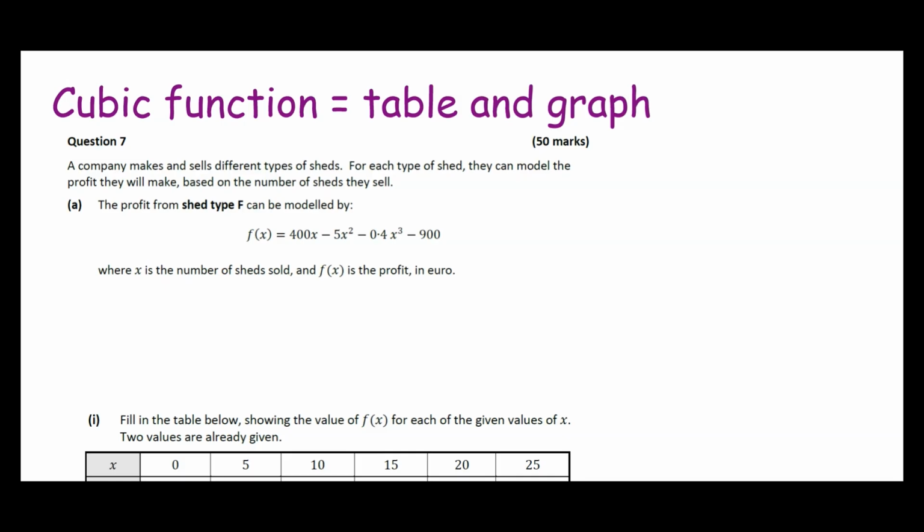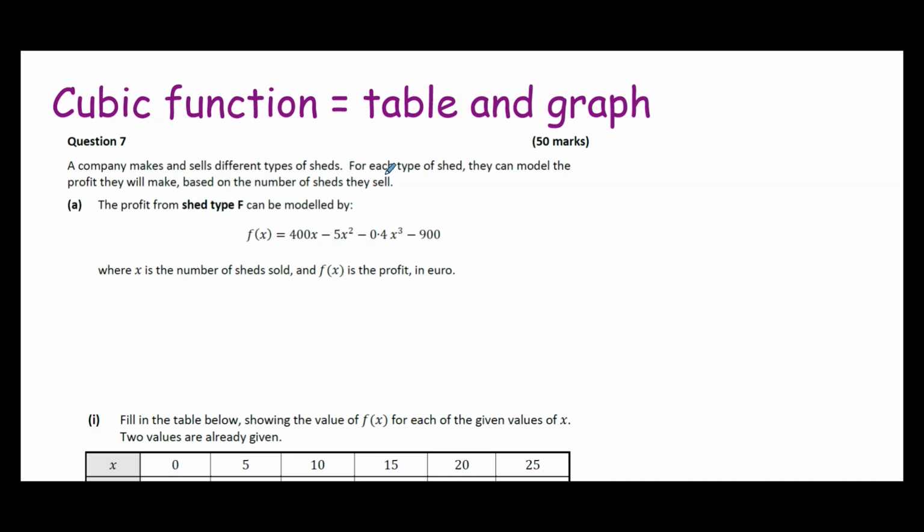Let's have a look at cubic functions, and especially the table and the graph. Apart from that, let's look at how to understand a big question with a function. A big question has a story. So let's see. A company makes and sells different types of sheds. For each type of shed, they can model the profit they will make based on the number of sheds they will sell. So what is the story about?